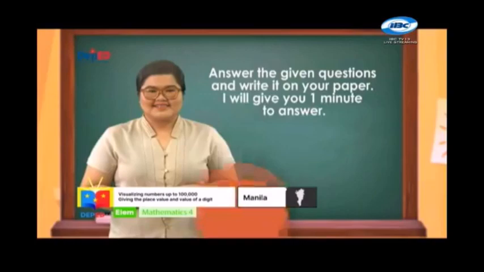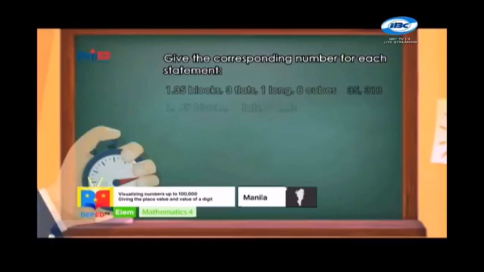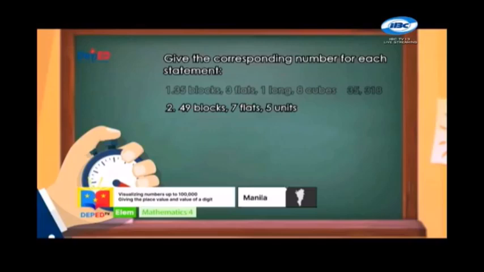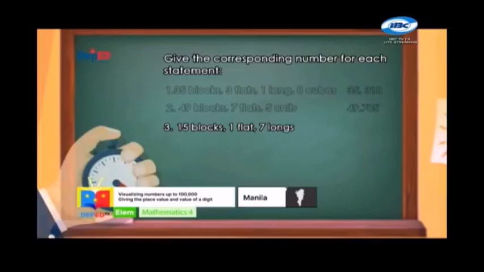Give the corresponding number for each statement. Number 1, 35 blocks, 3 flats, 1 long, 8 units. Number 2, 49 blocks, 7 flats, and 5 units. Number 3, 15 blocks, 1 flat, and 7 longs.